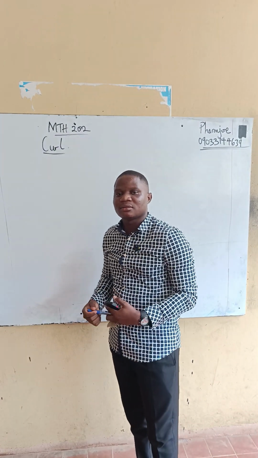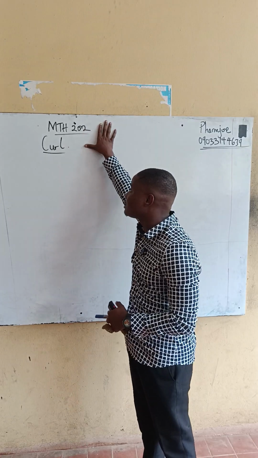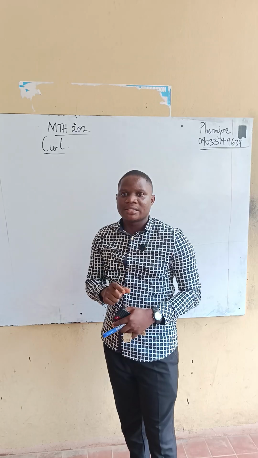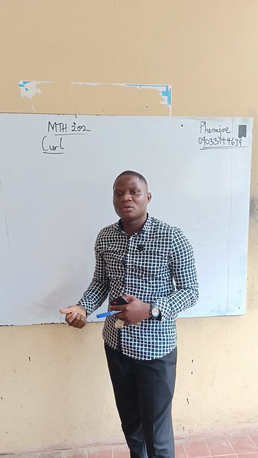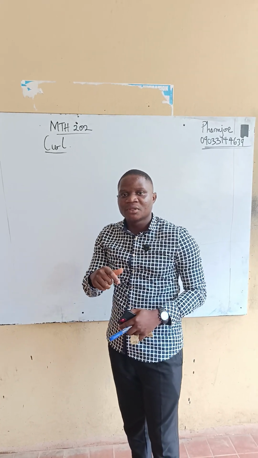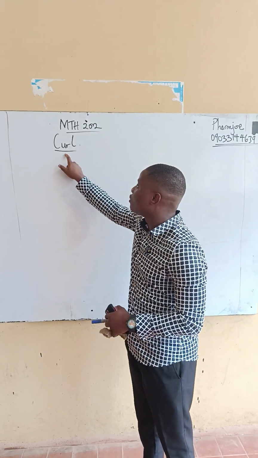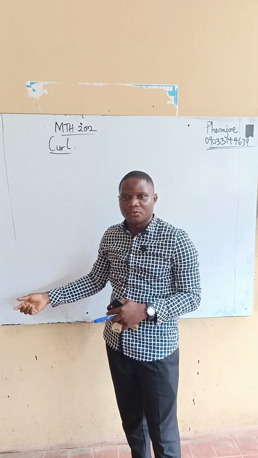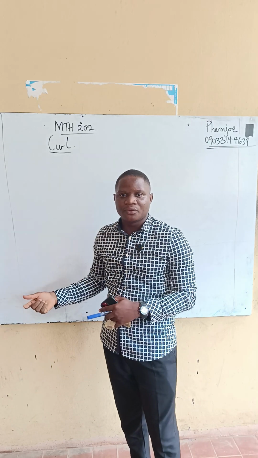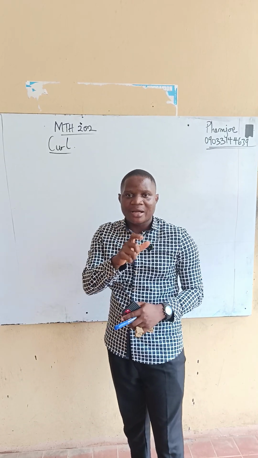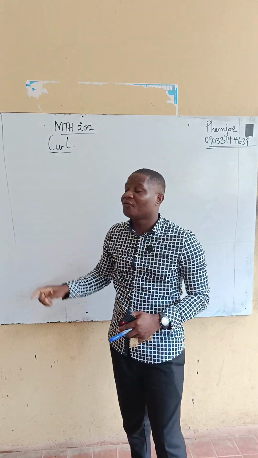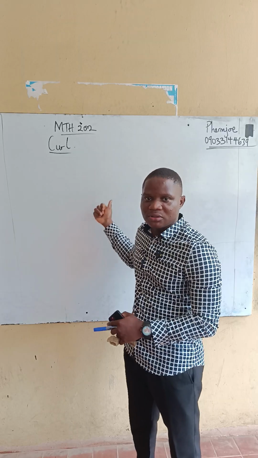Welcome to today's class. In today's MTH202 class, I want to focus on curl of a particular field. And don't forget that you've been taught before now that whenever we are finding the curl of any field, it has to be a vector field. You find the curl of a vector field to produce a vector field. So whenever I take a vector field and find the curl of it, the answer must be a vector field. Unlike divergence, where you find the divergence of a particular vector field and it will produce a scalar. But for curl, you find the curl of a vector field and it must produce a vector field.